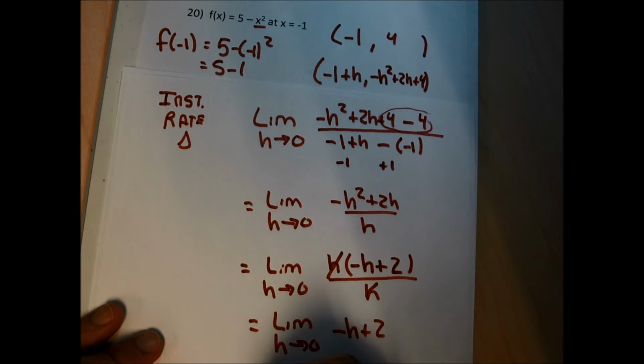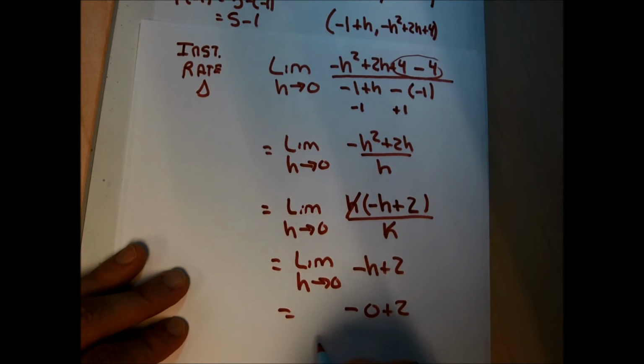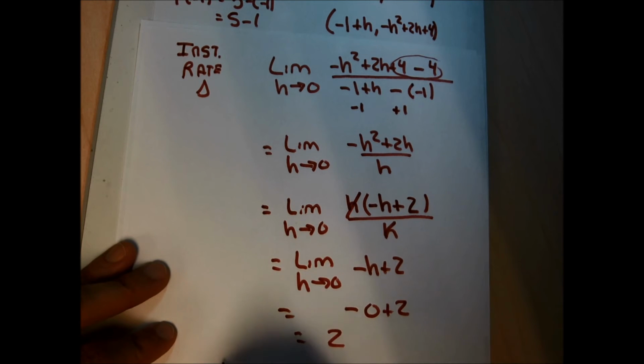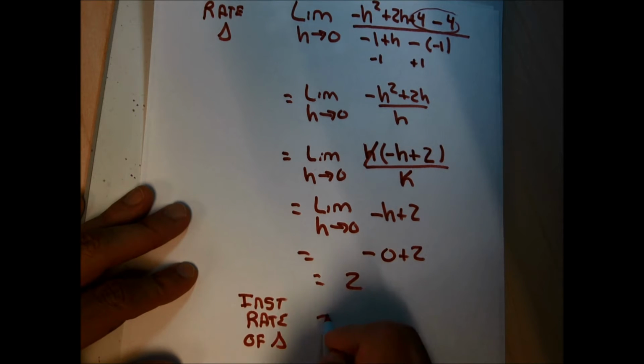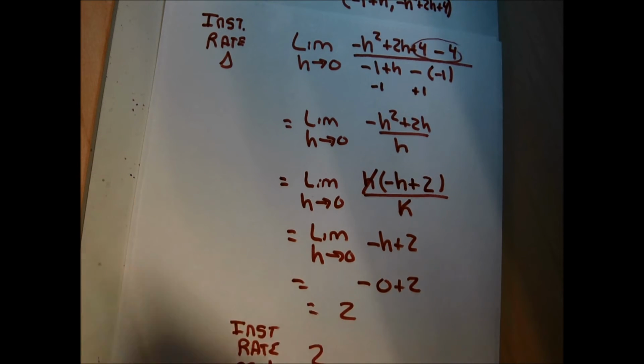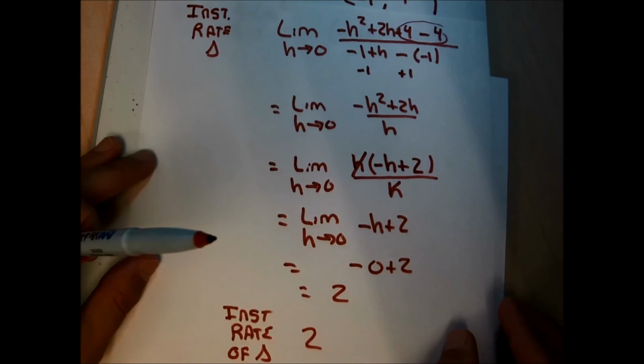And I'm going to plug in 0. Stop writing the limit when I plug in 0. I get negative 0 plus 2. That's just 2. So the answer is the instantaneous rate of change is 2. Now I'm going to slam that graph in here that I'm asked to do, because the problem said to do a graph.